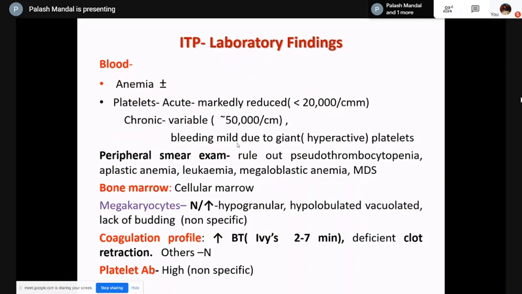Why is this non-specific? Because in acute ITP, we have antiviral antibodies, not antiplatelet antibodies. The antiviral antibodies, after combining and forming a complex, attack the platelets. So if we try to measure the antiplatelet antibodies in acute ITP, we may not find anything. So that is actually non-specific. But in chronic ITP, they may be present and high.